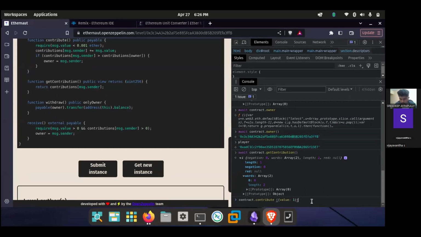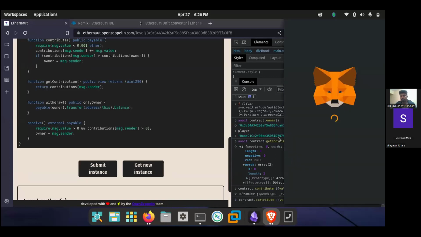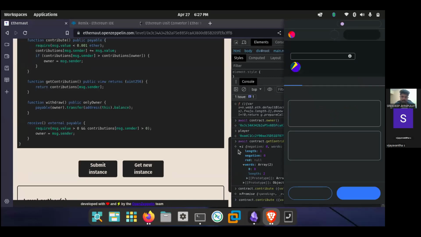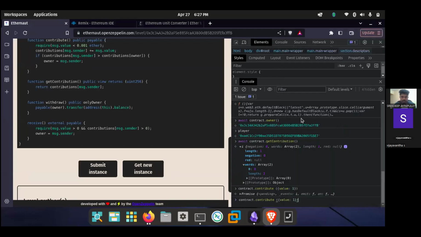So coming back to our CTF, I'm going to transfer a value of 1 here to this contract, and MetaMask will pop up. Yes, MetaMask has popped up to transact money from my account. So the estimation fee, see, this is the thing, and maximum fee and total gas. Amount plus total gas is this much. So I'm going to confirm the transaction right now so that we can contribute Ether to this contract.